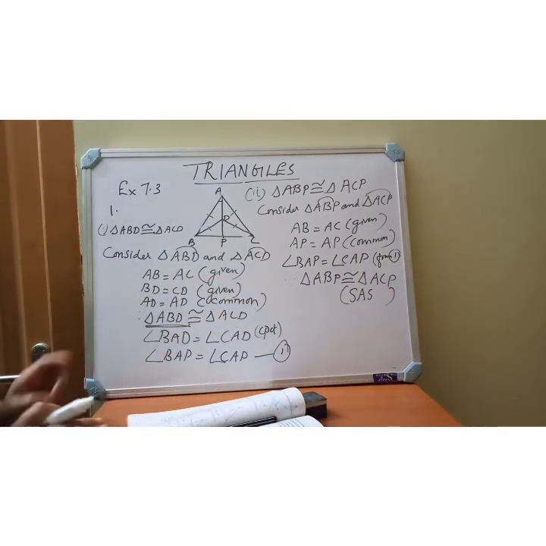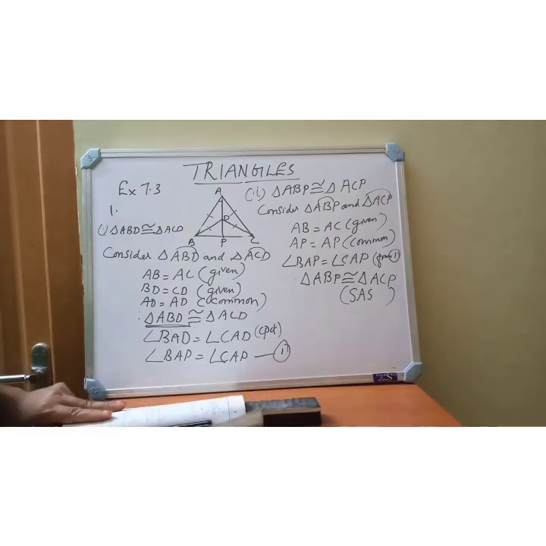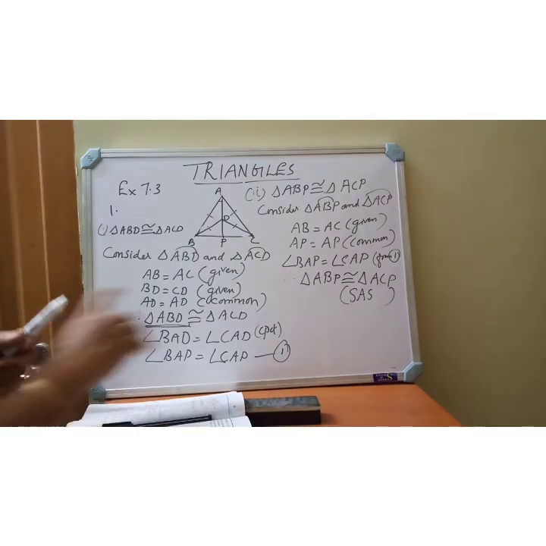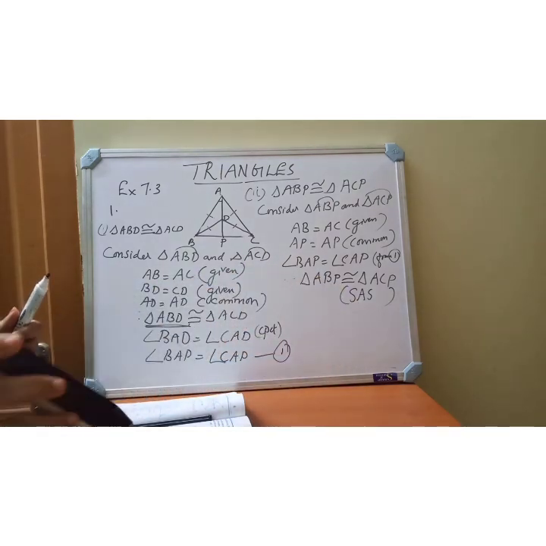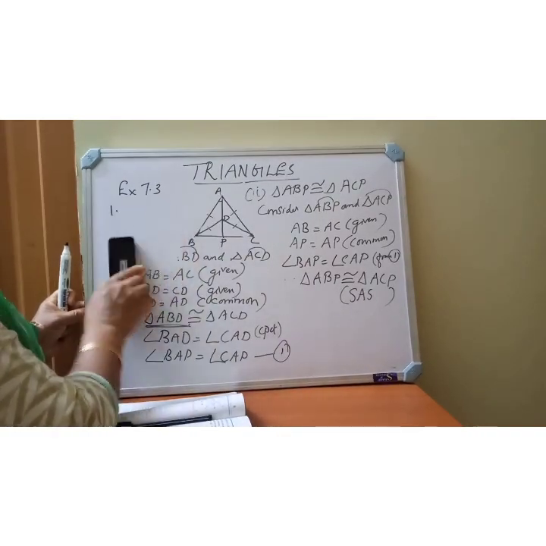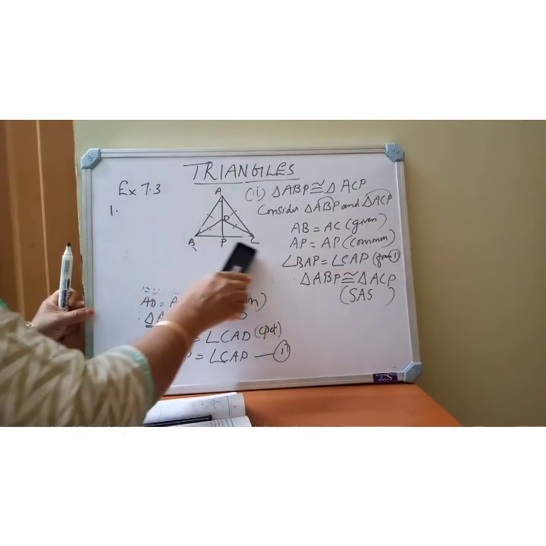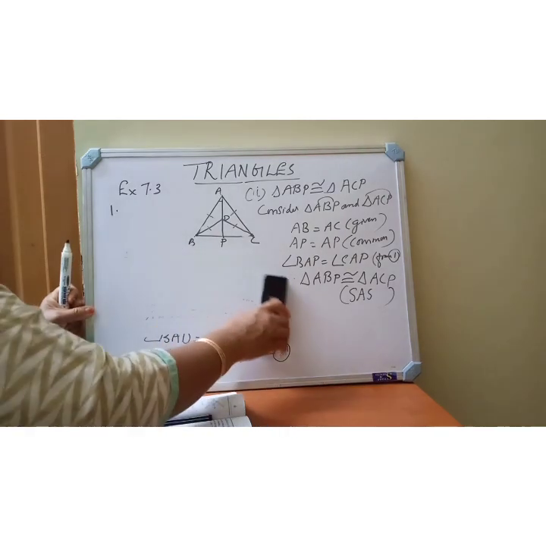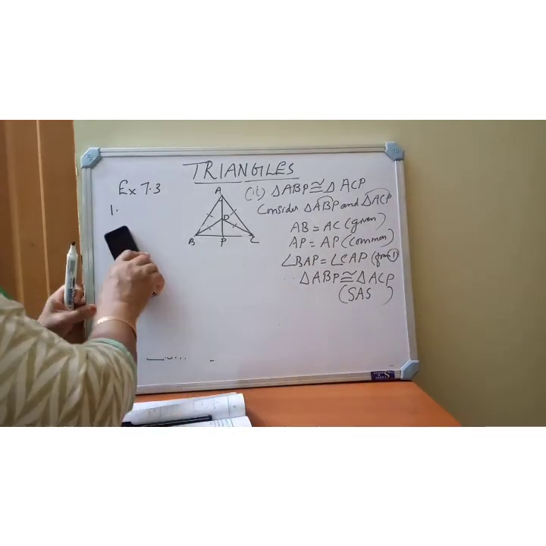So the first two parts are over. Next let us see the third part of the question: AP bisects angle A as well as angle D. AP bisects angle A means what we have to prove, children? AP bisects angle A means we have to prove which angles are equal.